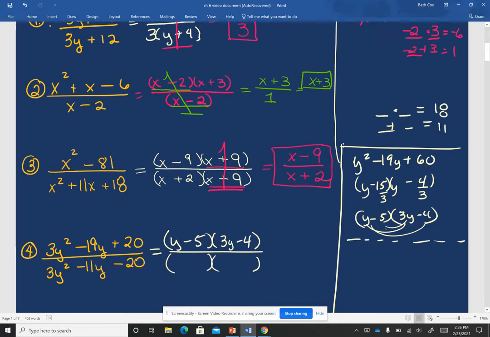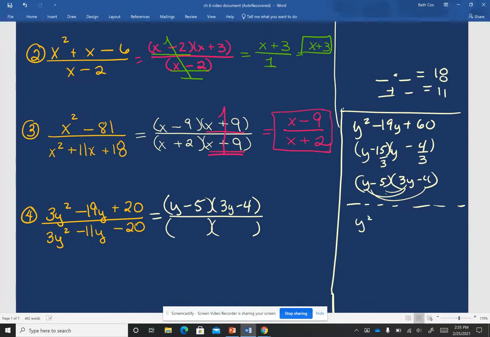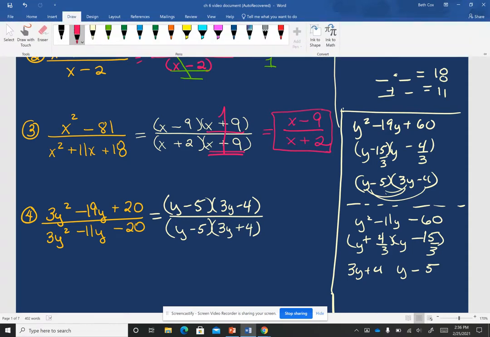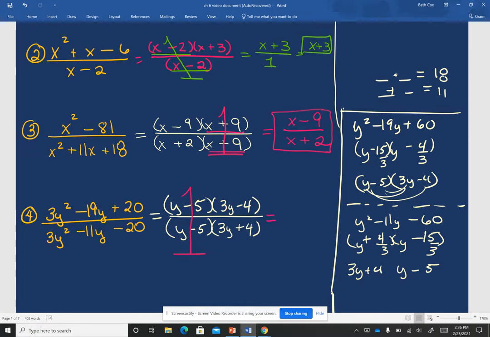Now I'm going to factor the other one. I have 3y squared minus 11y minus 60. Multiply to give me 60, and add or subtract to give me 11. I think that's 15 and 4 again. This is going to be a minus 15 plus 4. So I'm going to get 3y plus 4 and y minus 5. And again, they're factored. So now I can divide out the common factor. And my answer is 3y minus 4 over 3y plus 4.